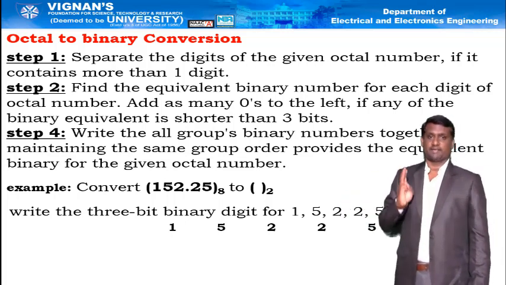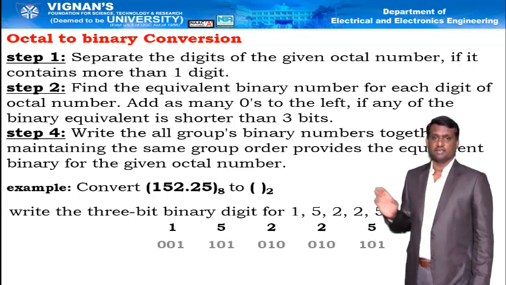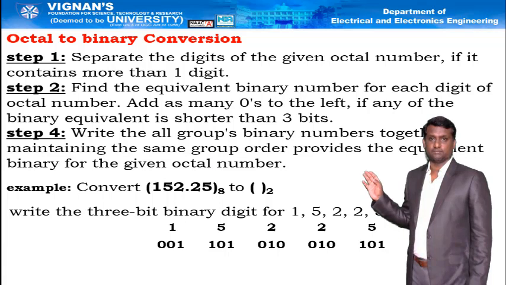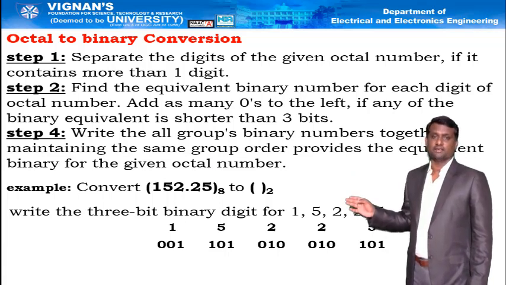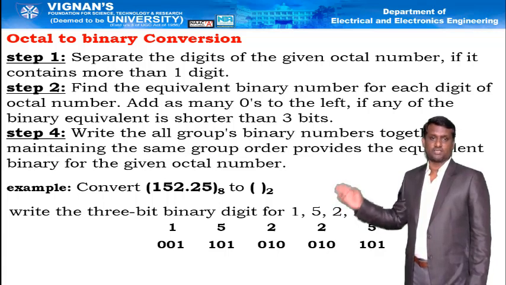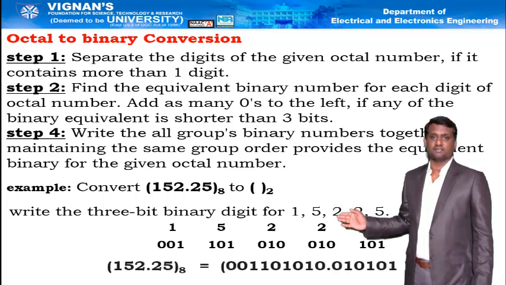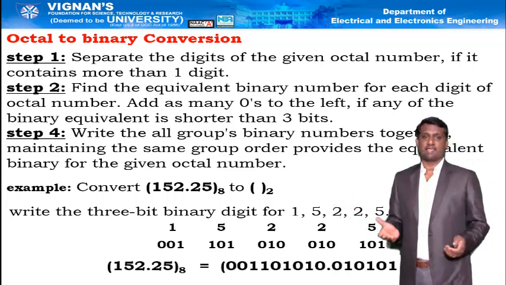Next, find the equivalent binary number for each digit of the octal number with a group of 3 bits. That is, the binary number for 1 is 001, for 5 is 101, for 2 is 010, for 2 is 010, for 5 is 101. And clubbing all those numbers, we get the equivalent binary number.